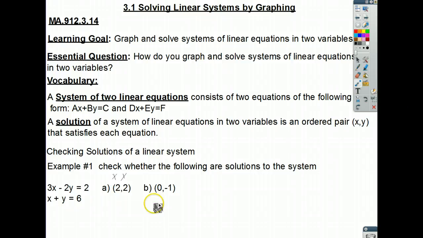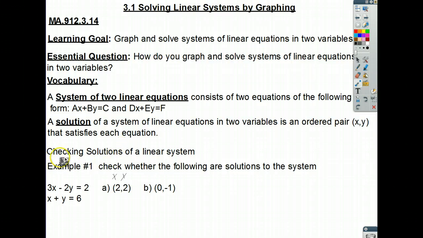Okay, a system of two linear equations consists of two equations of the following form: ax plus by equals c and dx plus ey equals f. A solution of a system of linear equations in two variables is an ordered pair that satisfies each equation, or we could say both of them.